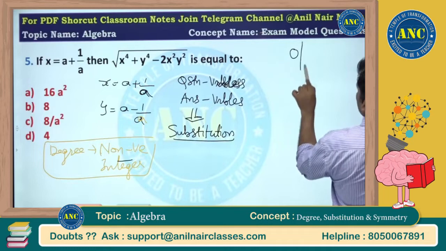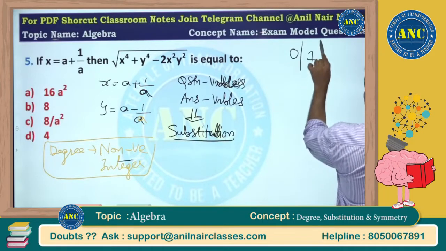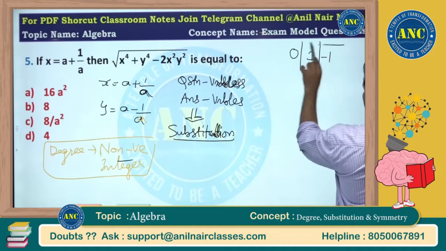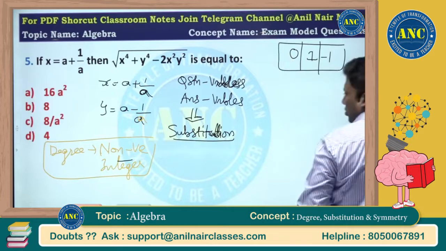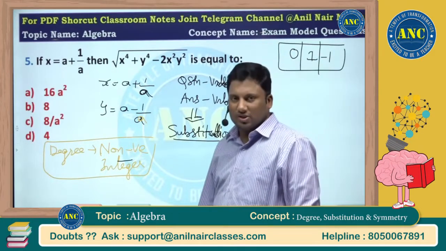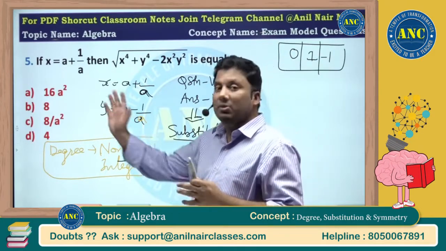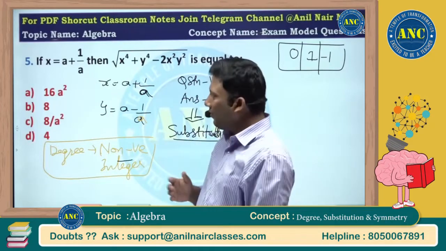We will check whether 0 can be used. If it cannot be used, we will use 1. Then we will use minus 1. So 0, 1 or minus 1. For selective problems, we can use any other numerical value also.